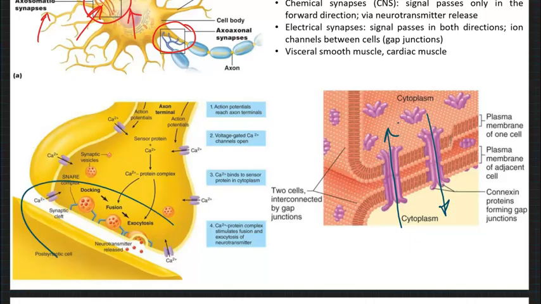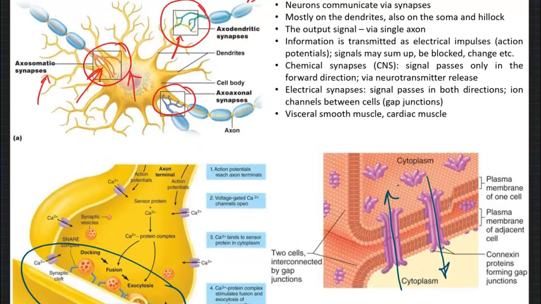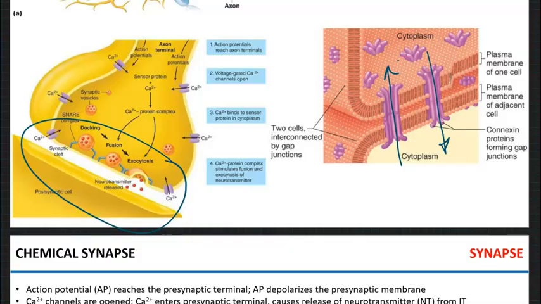Now, this is a chemical synapse, and from now on we're only going to talk about chemical synapses. At a chemical synapse, one cell communicates with another by releasing chemicals called neurotransmitters. A chemical synapse is exclusively unidirectional. Is that clear? Unidirectional. So look at this. The signal will go from that cell, from the top cell, to the bottom cell.